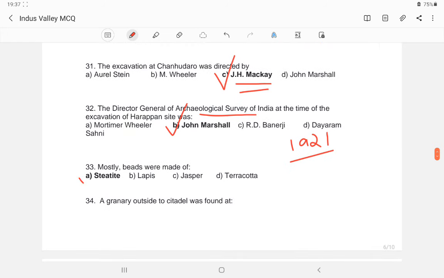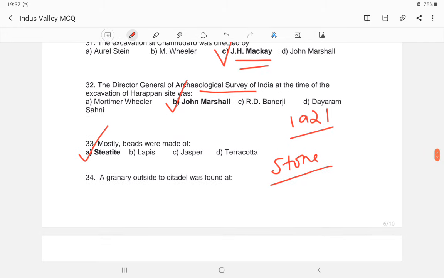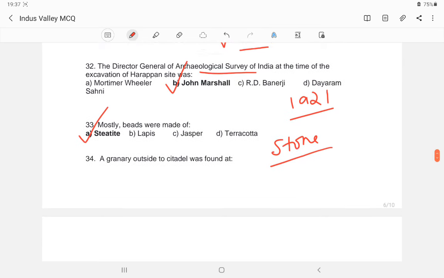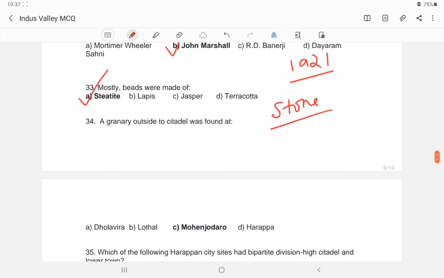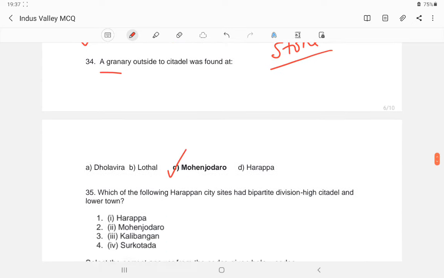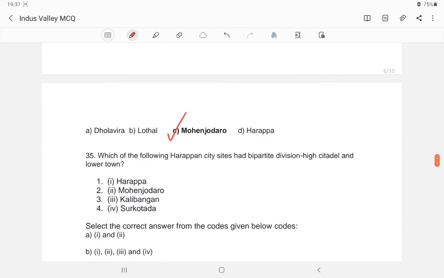Mostly beads are made up of steatite. Steatite is a type of stone. It means marble, garnet, and steatite. A granary outside the citadel was found at Mohenjo-daro. Which of the following Harappan sites had bipartite division, high citadel and lower town?